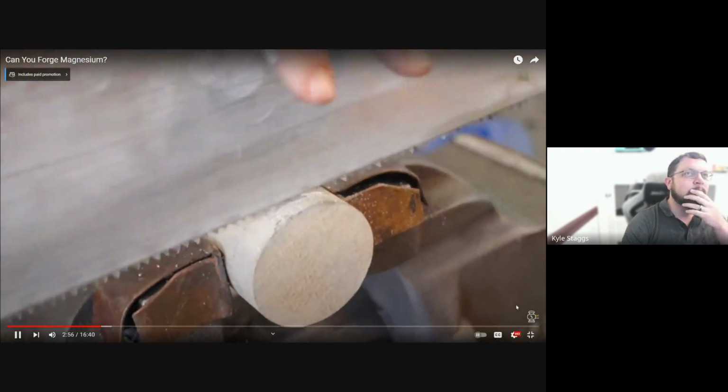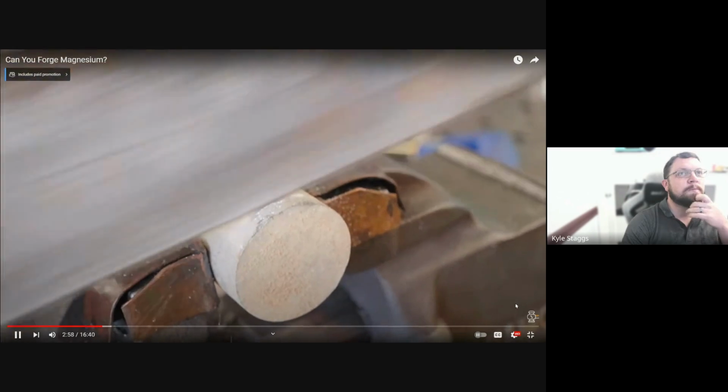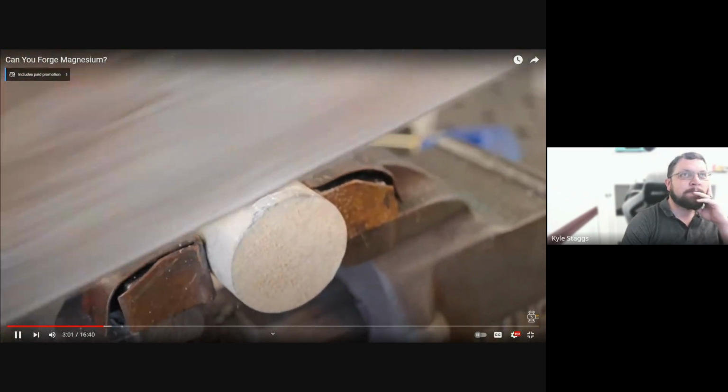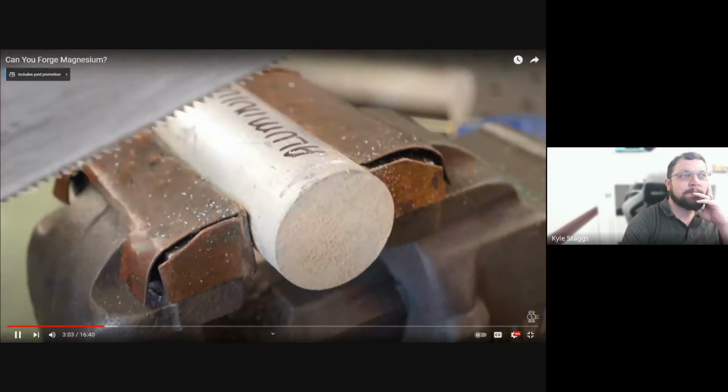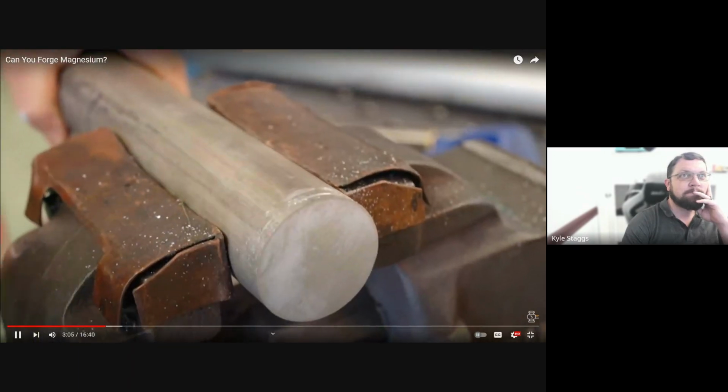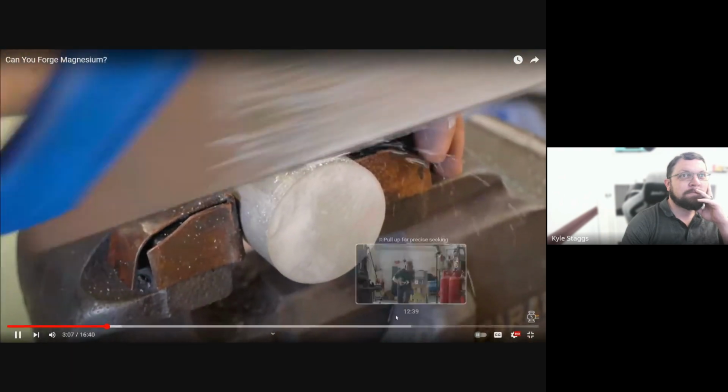This is a wood panel saw, making a pretty good effort at cutting this aluminium bar. Question is, can a wood saw also cut magnesium? Look at that!